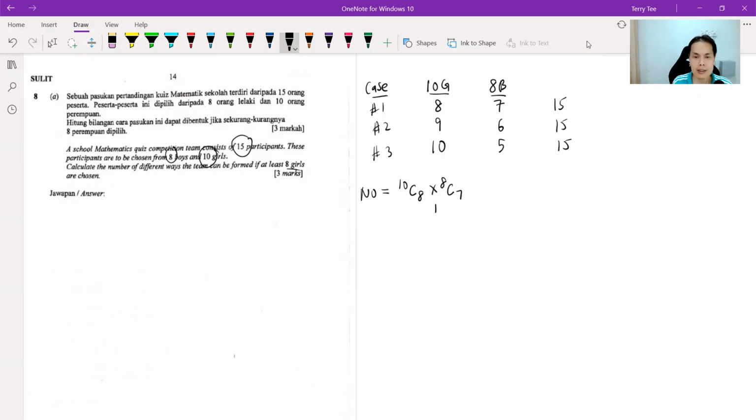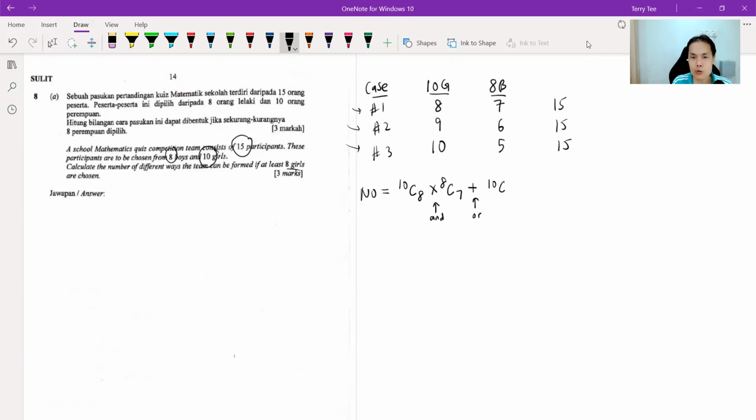Now, remember, this is multiplier because it is "and". "And" means it occurs simultaneously. I have to choose the boys and the girls at the same time. I can't choose the boy without the girls, right? Then this is a plus. Plus means "or". Or means it can be this combination or this case, or the second case, or the third case. Now you see case by case is "or", right? Then I have to use plus sign.